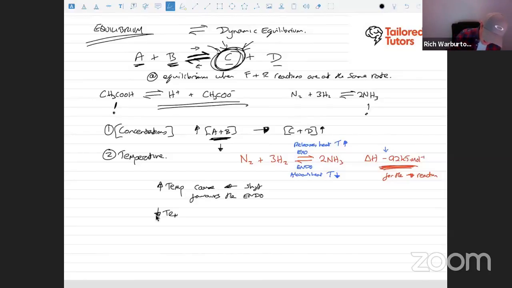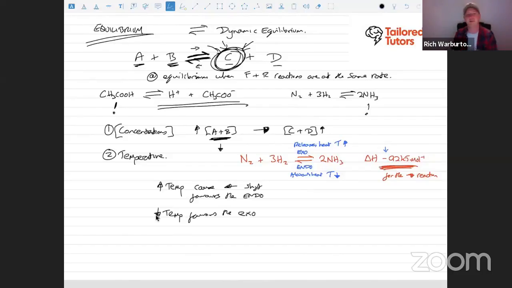A decrease in temperature favors the exo, because if you bring the temperature down, the equilibrium wants to bring it back up again, opposing the change. So the only way it can do that is by favoring the exothermic reaction, releasing more heat energy and bringing that temperature back up again, okay?